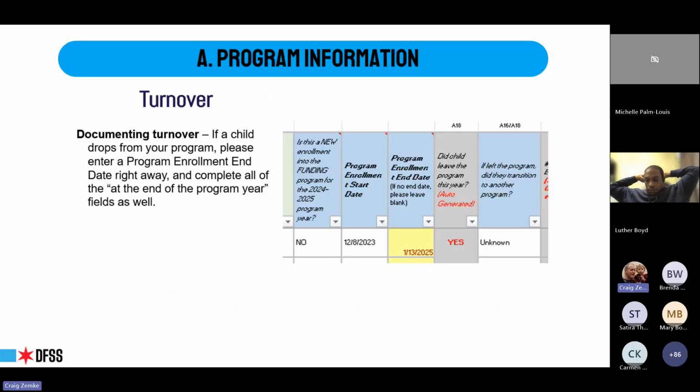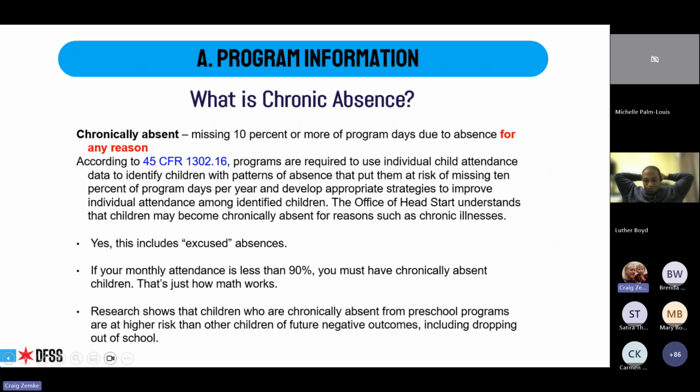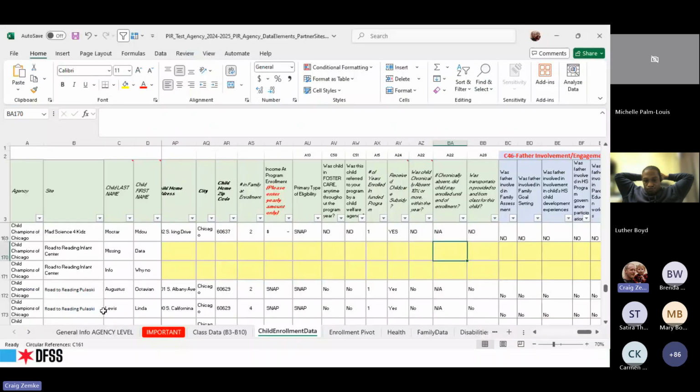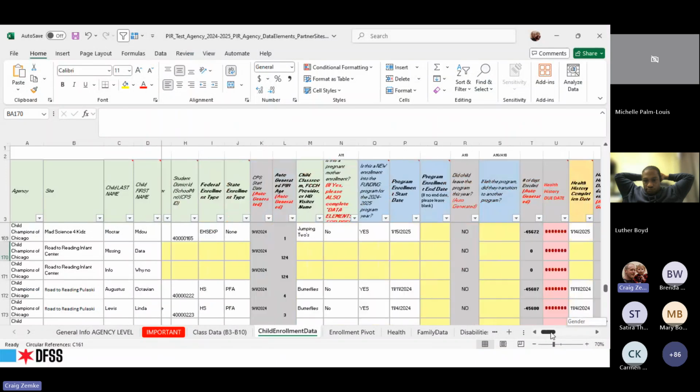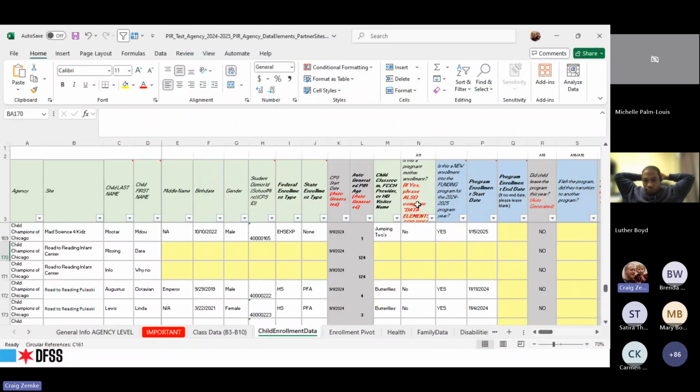Okay, now turnover, we also ask on the PIR, how many children left the program, how many of that was within 45 days, and did they go somewhere else? So in order to do that, we need these fields filled in on the actual spreadsheet. Again, I think we went over that a minute ago, but let me just be clear, because we do need this.